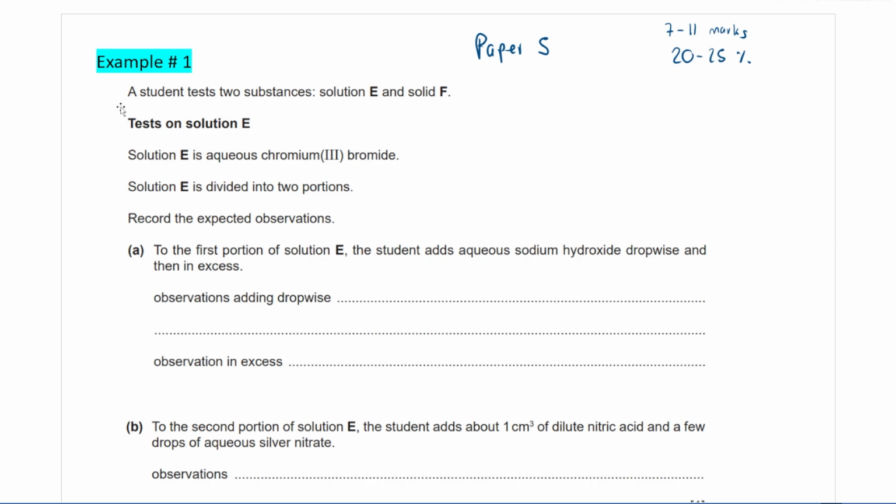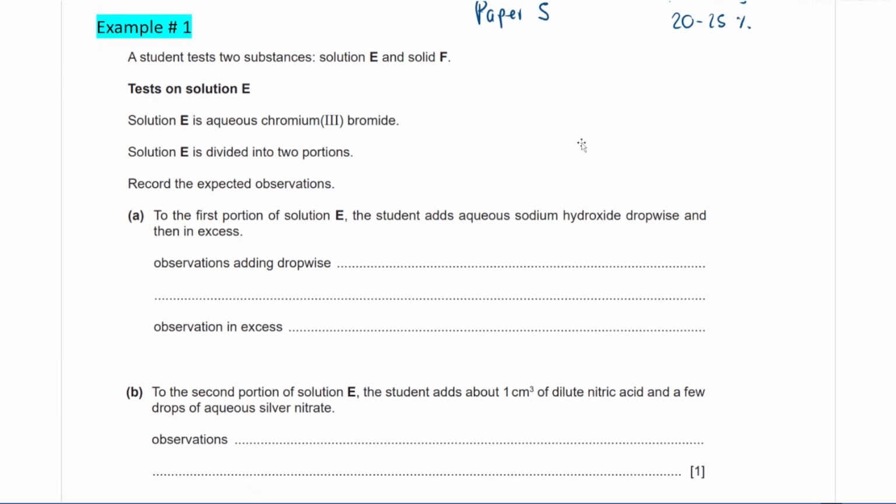For today, I have one example, and this is very simple. A student tests two substances, solution E and solid F. And here we perform the test on solution E. Solution E is aqueous chromium tribromide. So in this example, we already know that solution E is aqueous chromium tribromide.